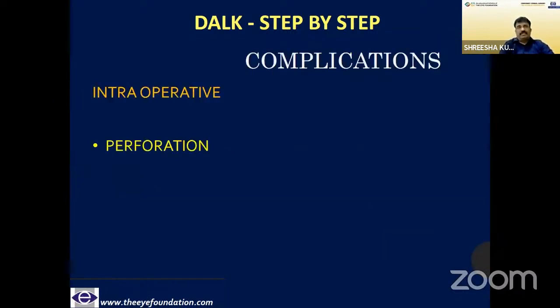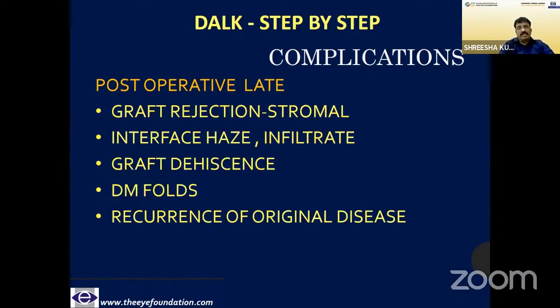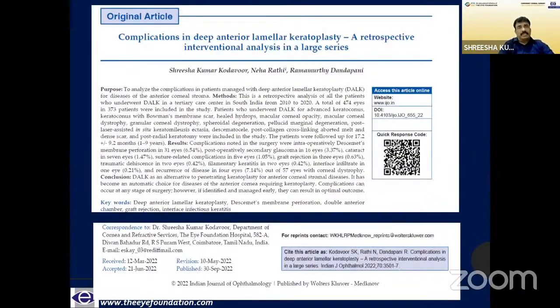And the complications, like various complications, the commonest complication we encounter is the perforation. It can happen at any stage. It can happen during the trephination itself or while injecting the air bubble into the cornea, you end up injecting into the anterior chamber. It can happen even at the end while suturing. So these are some of the other complications. I'm not going into the details of complications.